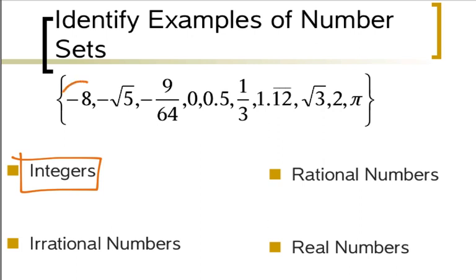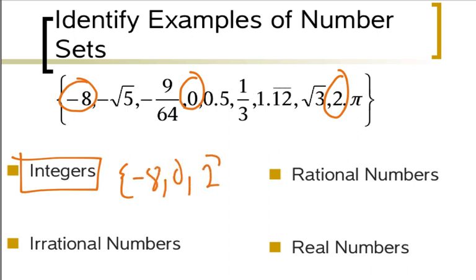So we look at negative 8. You want to look at 0. Then we look over here and we see 2. So those are the only numbers that fall into our integer set. And so what we do is we just write brackets and we say negative 8, 0, and 2.